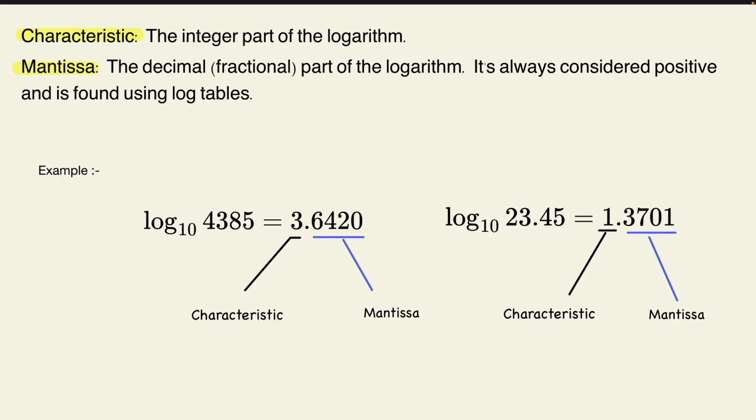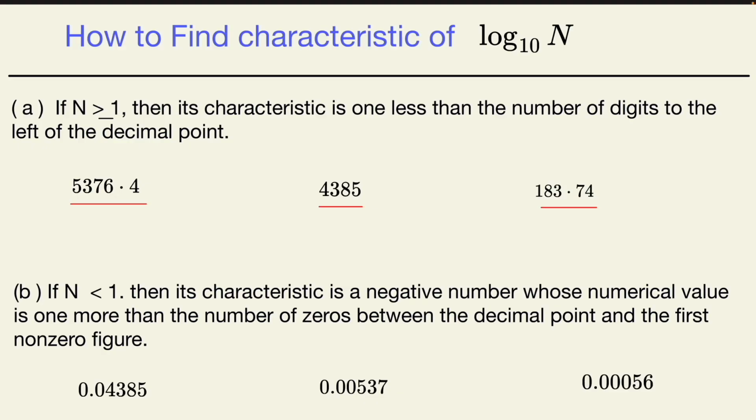Let's look into the rules that we can use to find the characteristic. Here we have to find the characteristic of log 10 of N. N could be any number, and we have to follow two rules. In rule number 1, if the N value is greater than or equal to 1, then the characteristic is 1 less than the number of digits to the left of the decimal. What is the meaning of this statement? Let's understand. You have a number 5376.4. Here 5376 is the left part of the decimal.